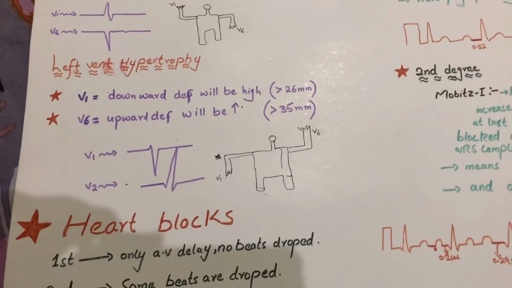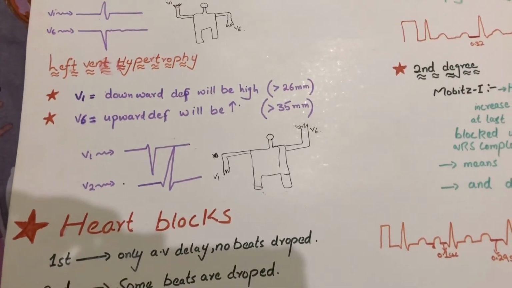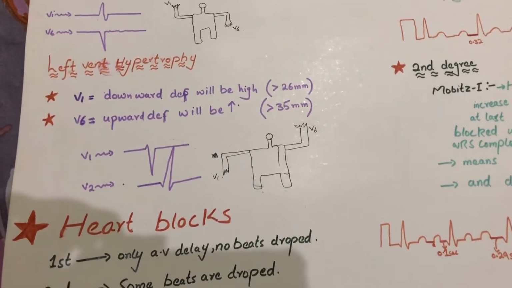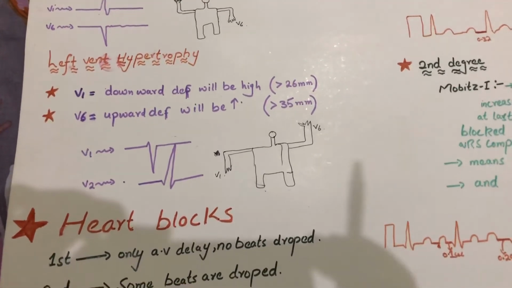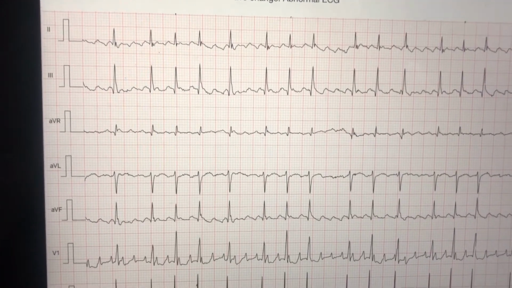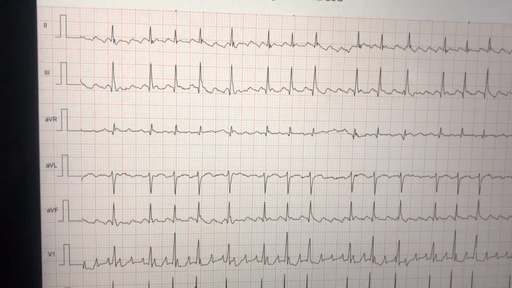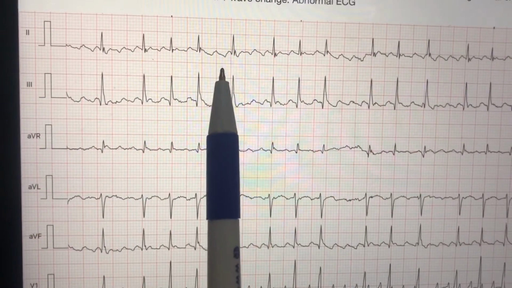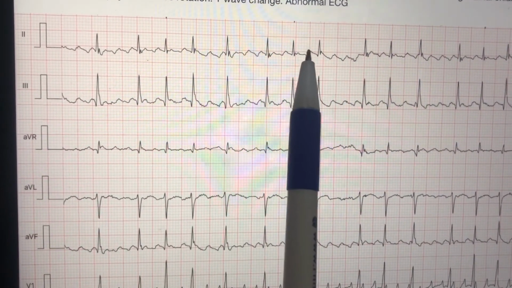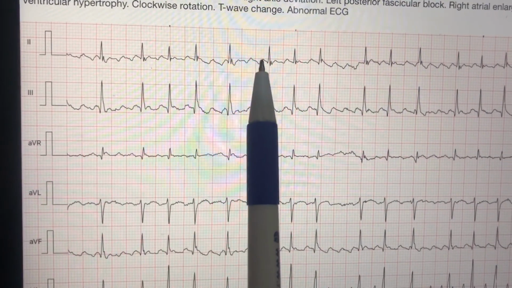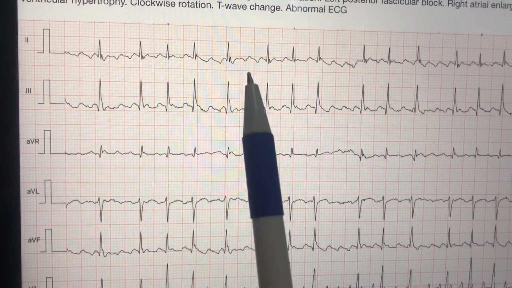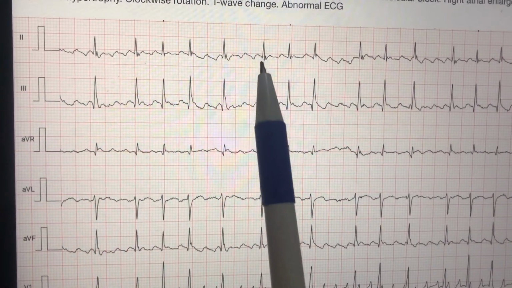Now it's time to show you the real ECG of right and left atrial enlargements and right and left ventricular hypertrophies. Let's go for it. So this is the ECG of a right atrial enlargement, where I cannot appreciate a tall P wave, which is P pulmonale, in lead number 2, because this ECG has other multiple issues as well. See, I cannot appreciate that the P wave is taller.